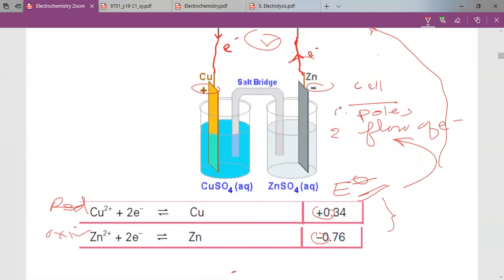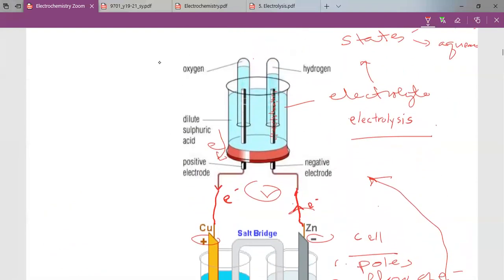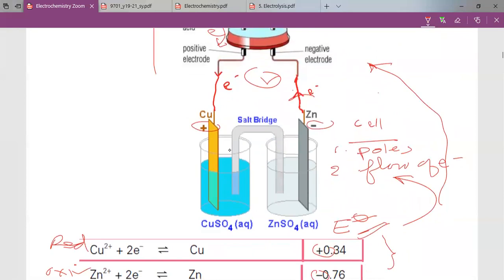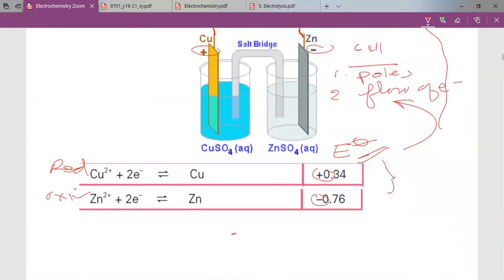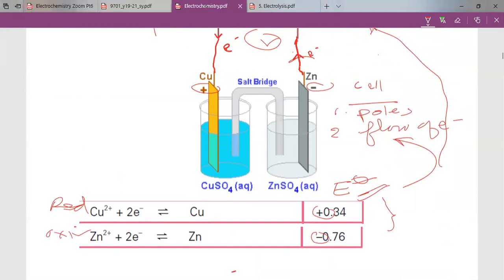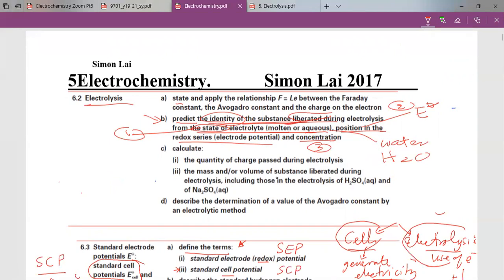Okay, so now this is the thing here. This electrolysis part here. How are we going to determine what is liberated? Remember what it says here: predict the identity of the substance liberated, right? From states, molten and aqueous. Of course, molten is very simple.